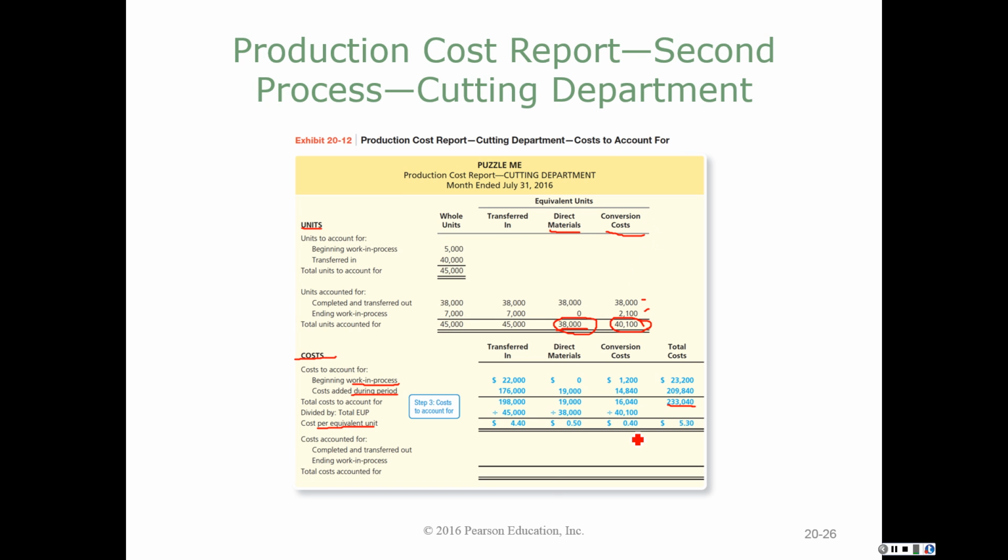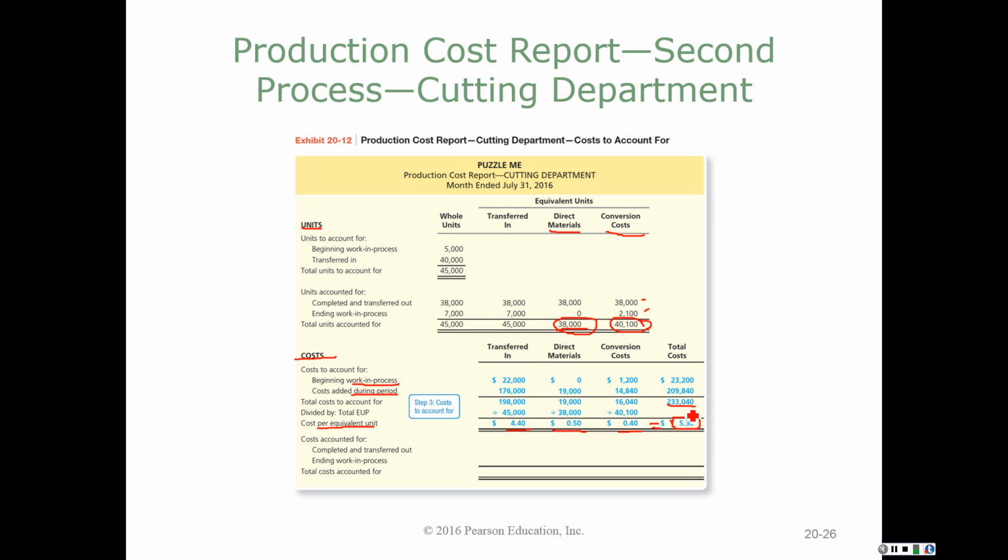cents per unit. So once again, these are the costs that were transferred in. These were the cost per unit that this department has incurred for materials, and this is the cost that they have incurred for conversion. If we add all of those together, it comes up to $5.30 per equivalent unit.